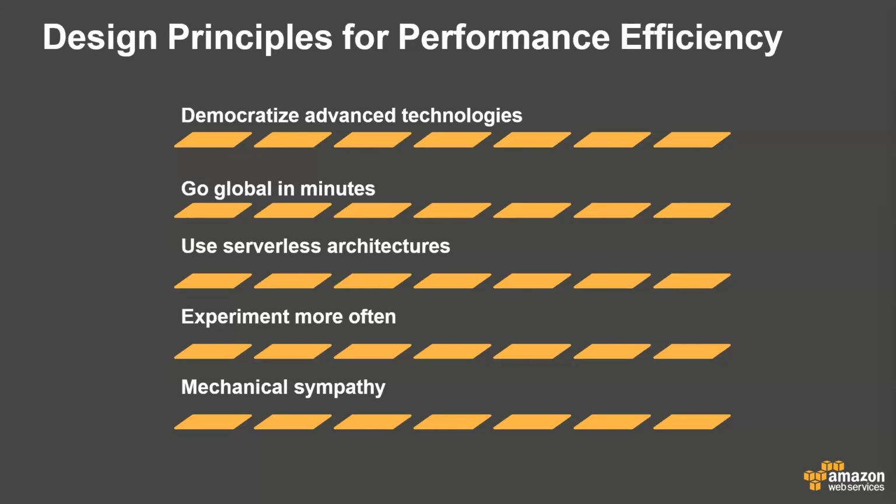2, we have go global in minutes. 3, we have use serverless architectures, experiment more often, and mechanical sympathy. So democratize advanced technology. This design principle is just informing us that we need to be aware of new technologies that arise. Right now, you're talking of AI and machine learning.